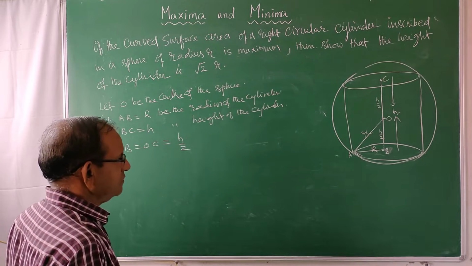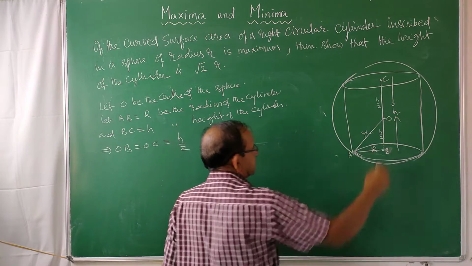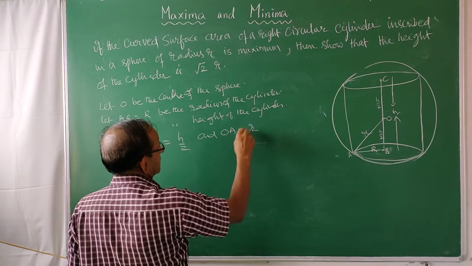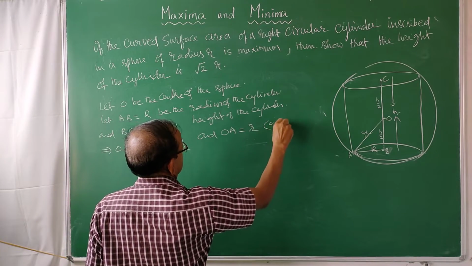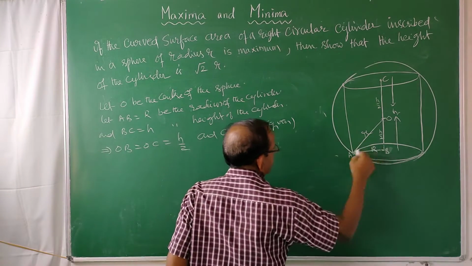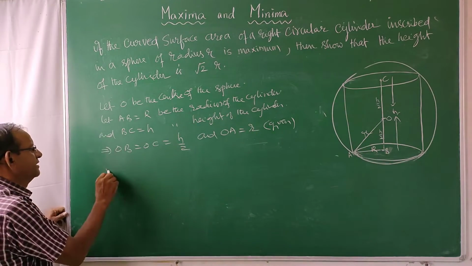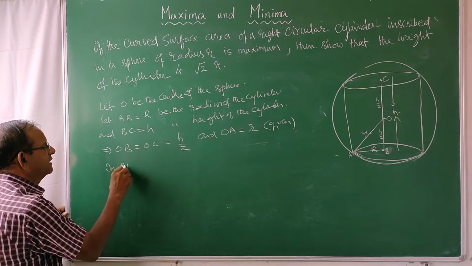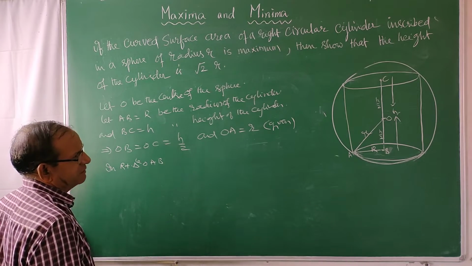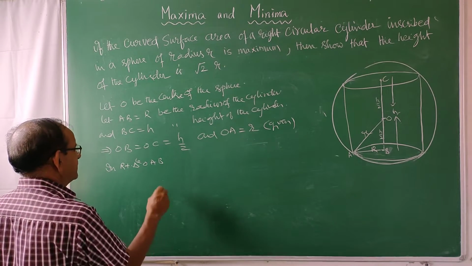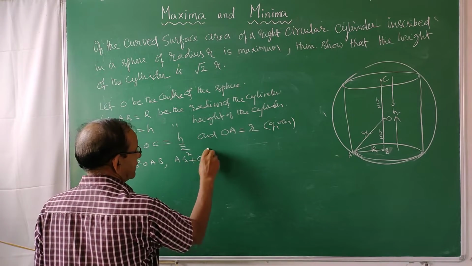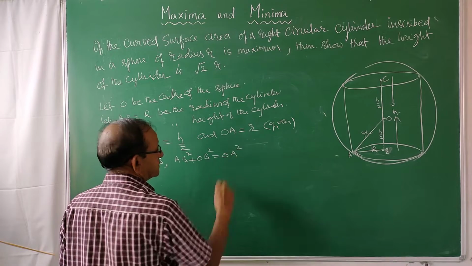Now, OA will become the radius of the sphere and OA is equal to small r. This is given. Now, let us take this right angle triangle OAB. In right triangle OAB, AB square plus OB square is equal to OA square.